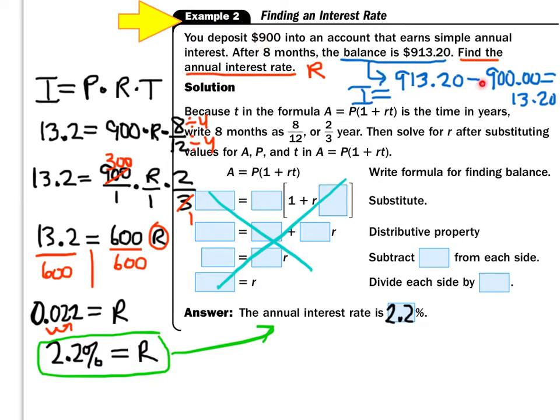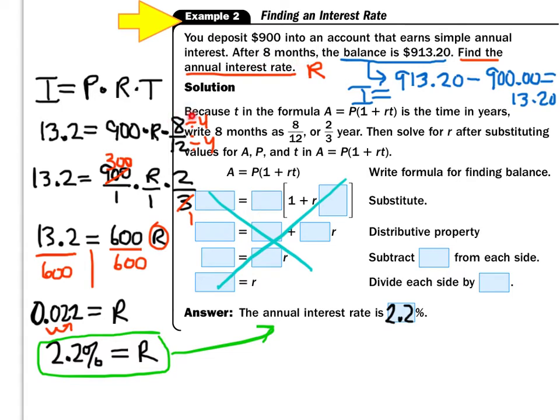So I have $913.20 minus $900. That left me with $13.20. That's the interest the bank paid me. So that's the I. So notice here, I have I equals P times R times T. So I know the interest they paid me was $13.20. I'm just going to make that 13.2 equals the principal. The money I started with was 900. Then I bring down the R because I don't know it. And the time was 8 months.